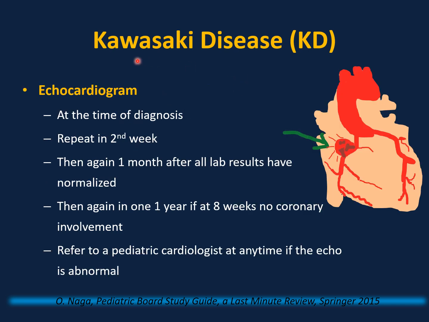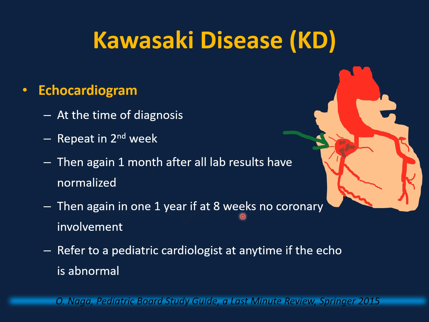As soon as the patient is diagnosed with Kawasaki disease, echo has to be performed at the time of the diagnosis. Then we have to repeat the echo again in the second week of illness. Then again 1 month after all lab results have normalized. For example, if the ESR went down to normal, you need to repeat the echo 4 weeks from this time. Then again in 1 year.